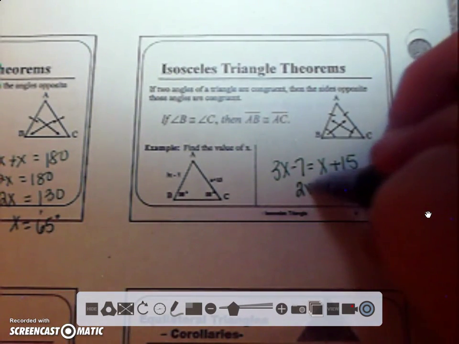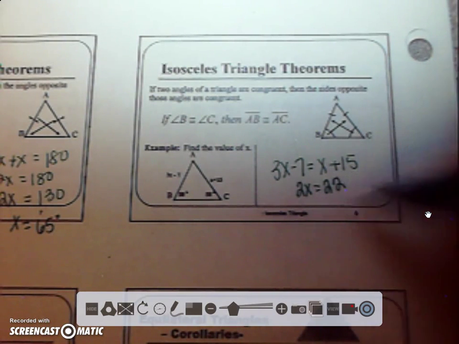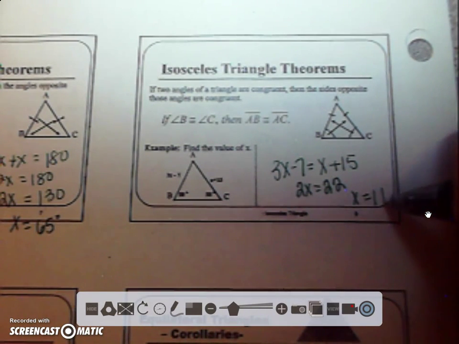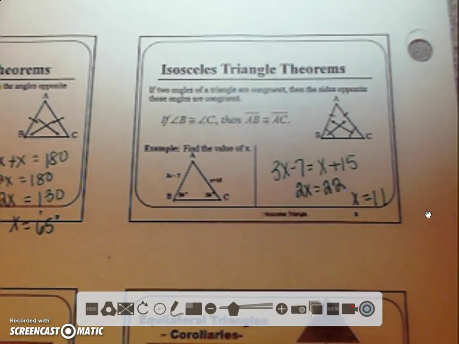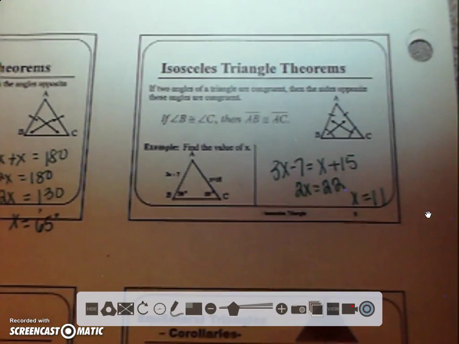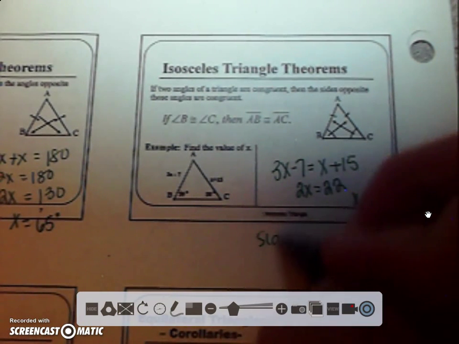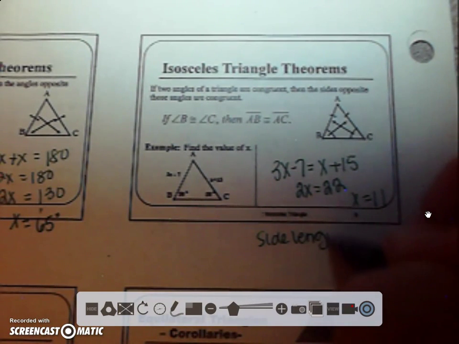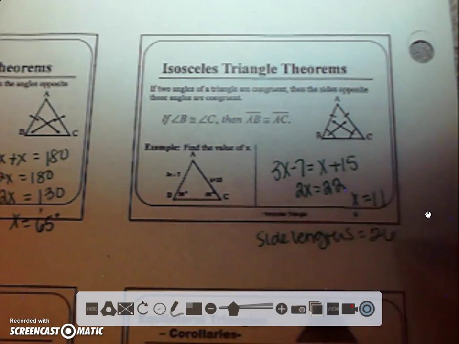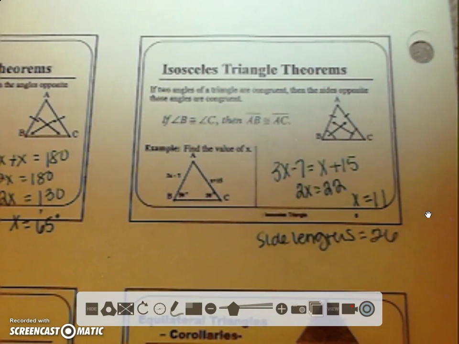Solving, you get 2x is equal to 22. So then x must be equal to 11. If you were asked to find the side lengths as well, you would just plug 11 back in. So you should get side lengths that are equal to 26. In this case, all they wanted you to find was x, but just be careful in reading your directions in the future.